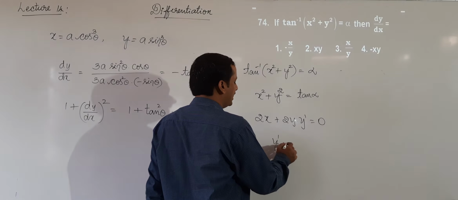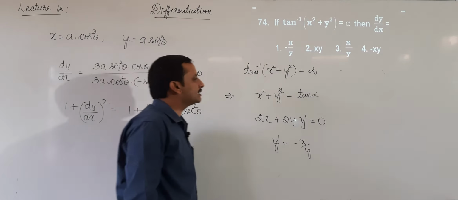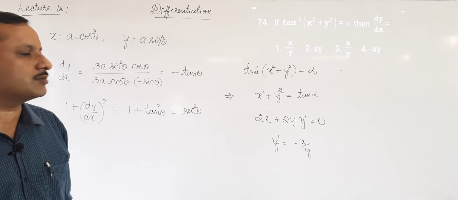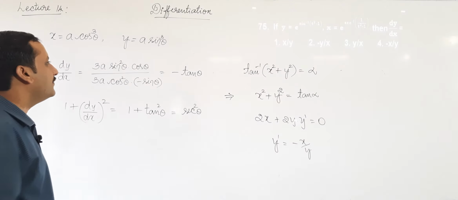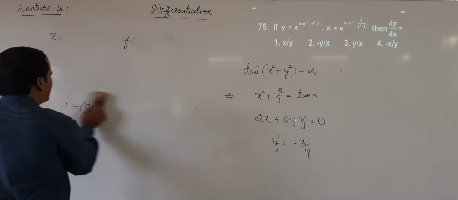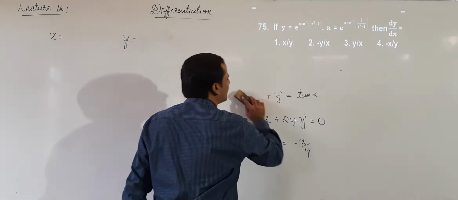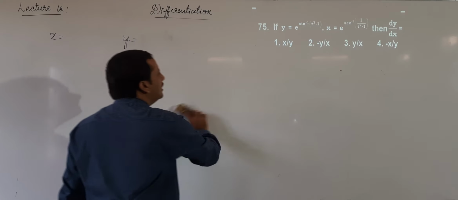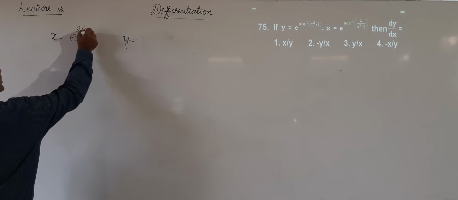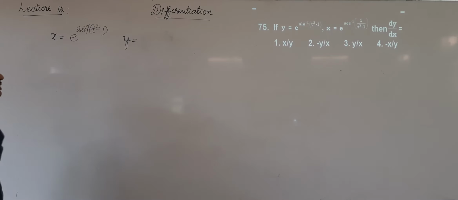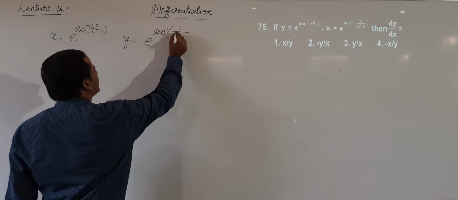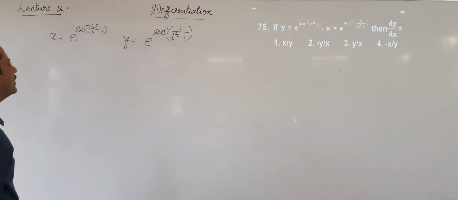So that means y dash is equal to minus x by y, minus x by y, minus 2x by 2y, which is minus x by y, first option. 75. If x equal to e power sine inverse of t square minus 1 and y is equal to e power secant inverse of 1 by t square minus 1, then dy by dx is equal to, x is defined as e power sine inverse of t square minus 1 and y is e power secant inverse of 1 by t square minus 1. Okay.